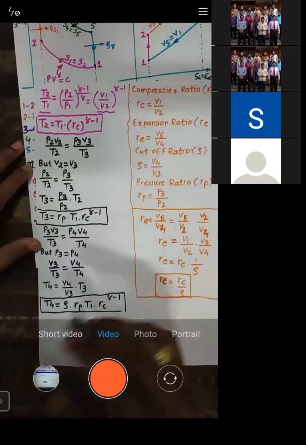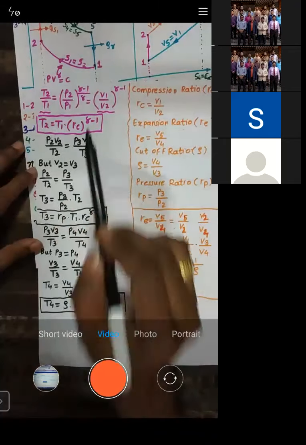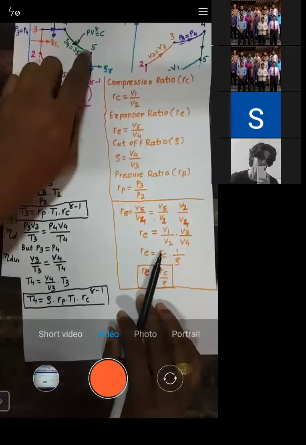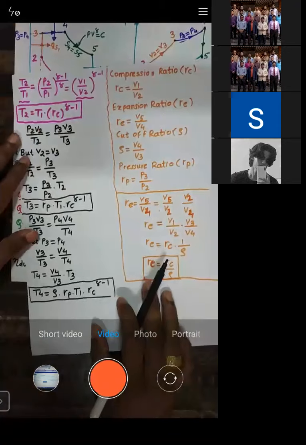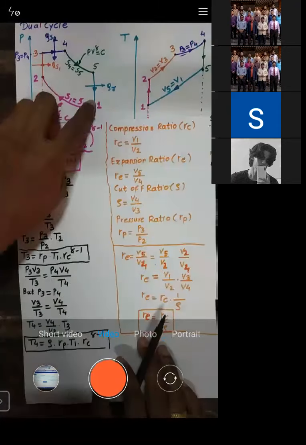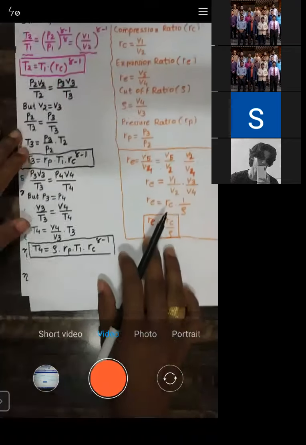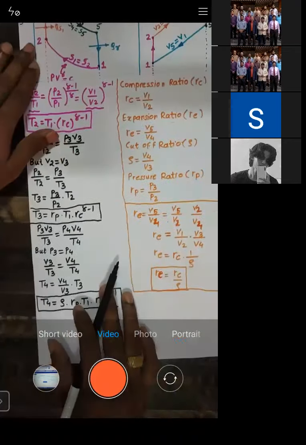See, T1 was there, T2 I calculated, T3 I calculated, T4 I calculated. Now I will calculate the last value, that is T5. So how to calculate T5 now? Again, see, as like 1 to 2, 4 to 5 is again an isentropic process. So I will write down that process law.